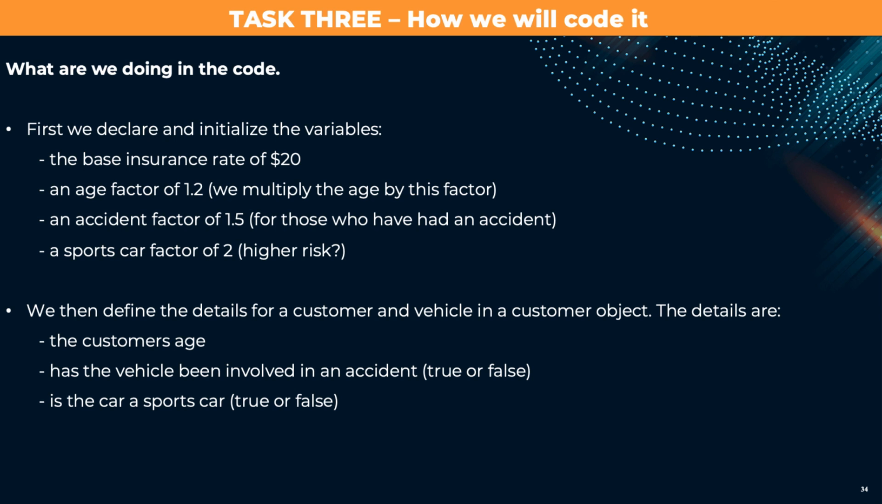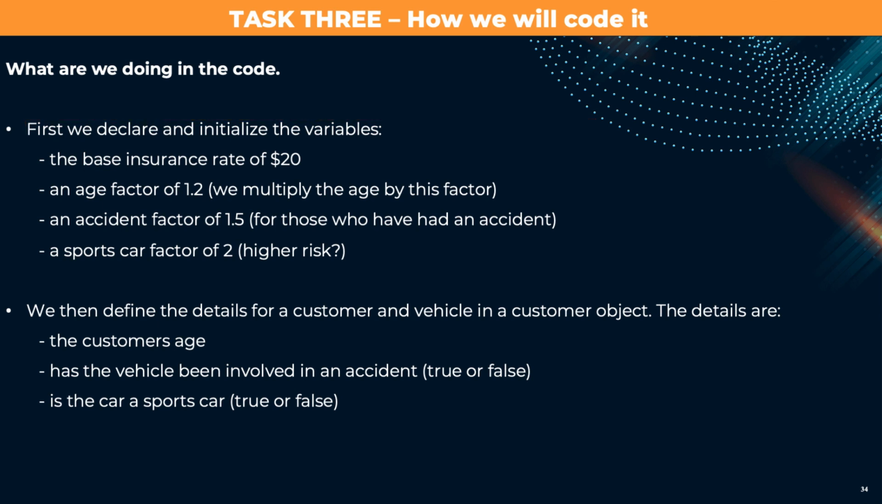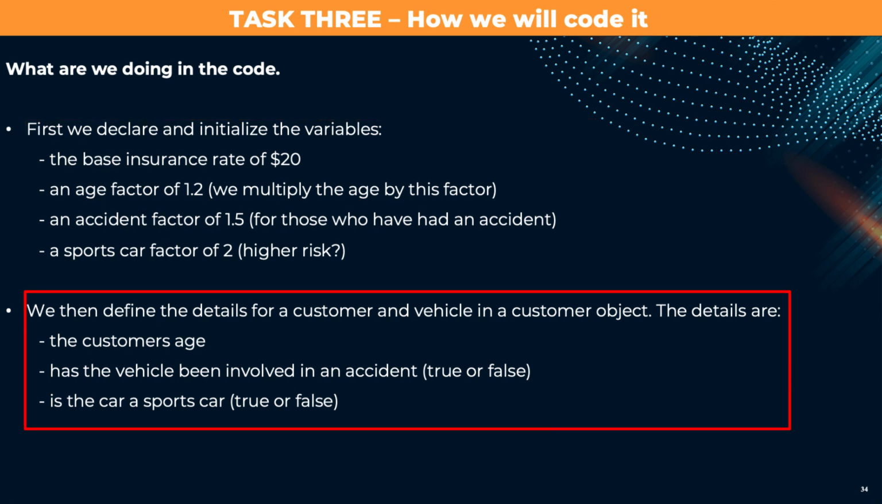So how are we going to code? What are we going to put into our code? Well, first we'll declare and initialize the variables: the base insurance rate of 20, an age factor variable of 1.2, an accident factor of 1.5, and a sports car factor of 2. Then we will define the details of a customer and vehicle: the customer age, has the vehicle been involved in an accident, is this car a sports car.